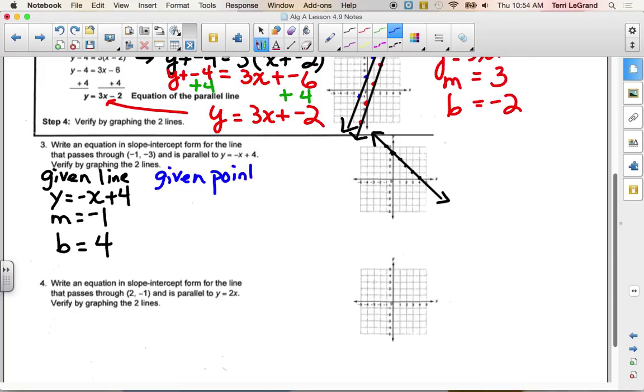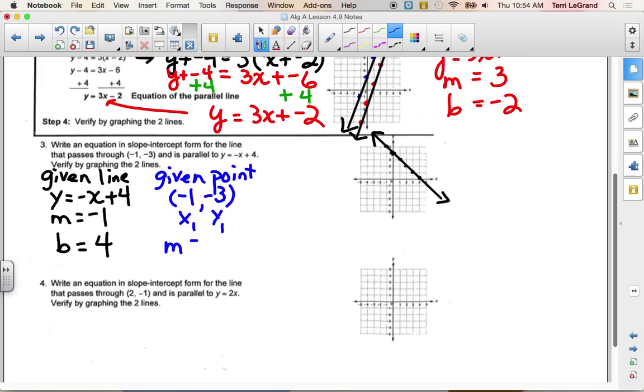It is -1, -3. This is our x sub 1, and this is our y sub 1. So we have to come up with a line that's going to go through this given point.